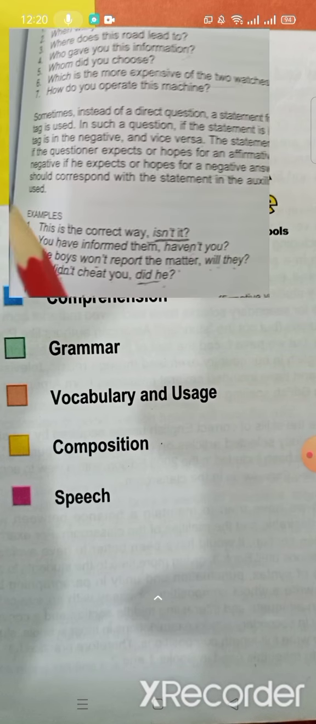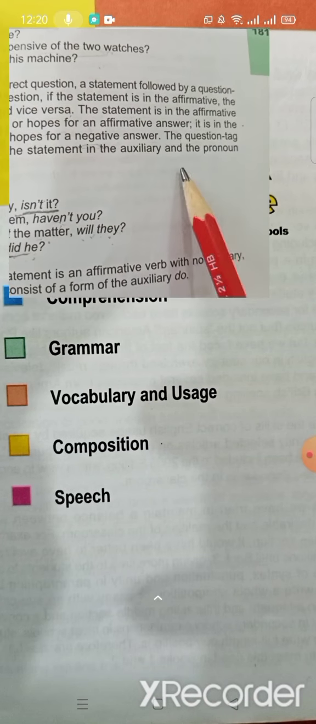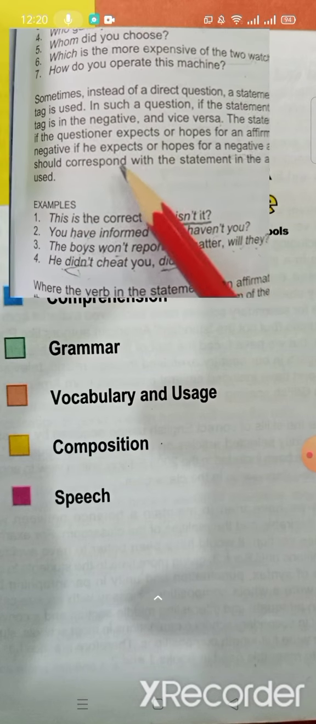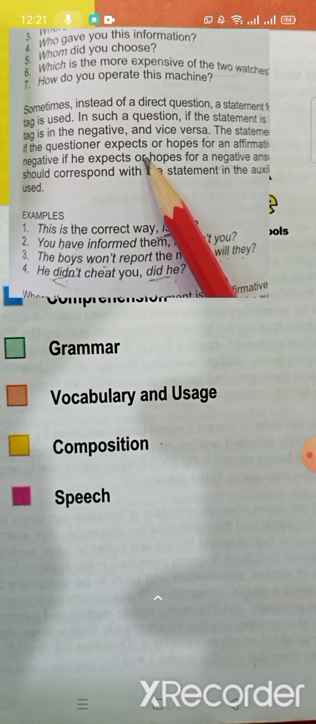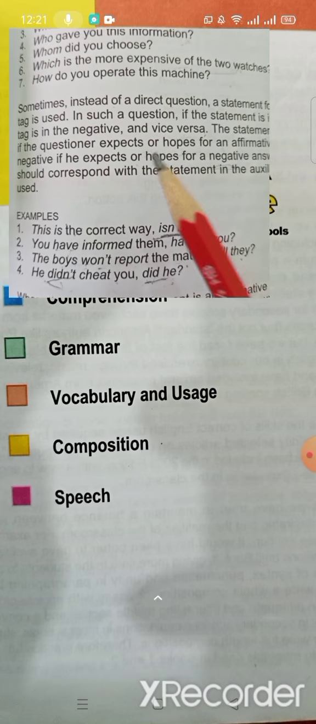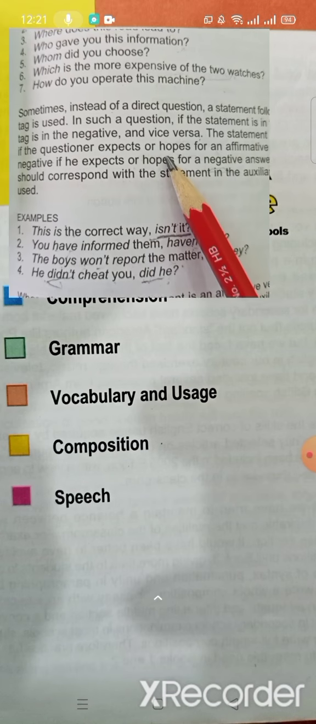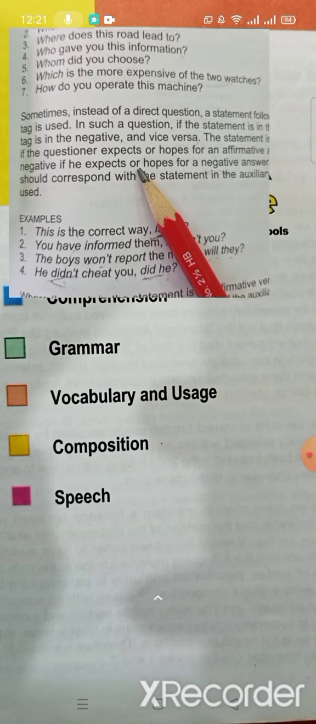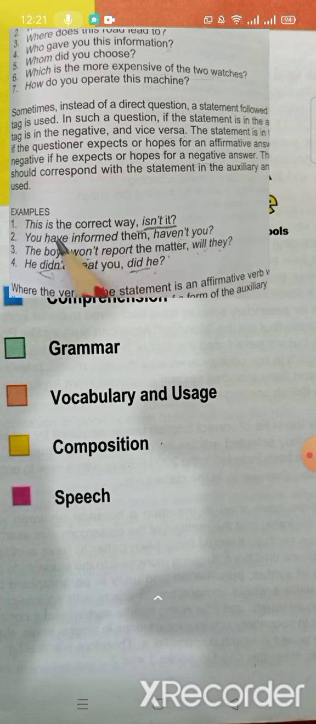The question tag should correspond with the statement in the auxiliary and the pronoun used. Question tags are also used to get correct information, to get confirmation. You are getting the information, is it right or wrong, meaning you are confirming. So a question tag is used for confirmation. For example, this is the correct way, so you will confirm it.